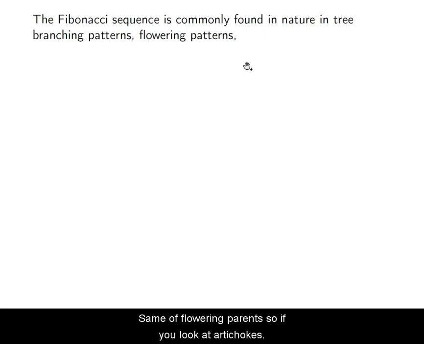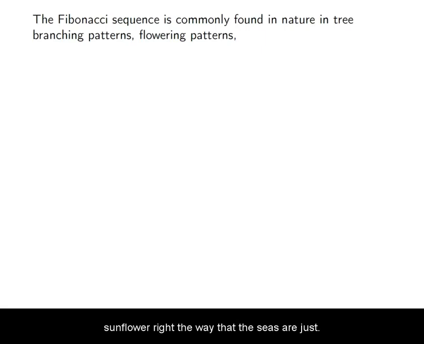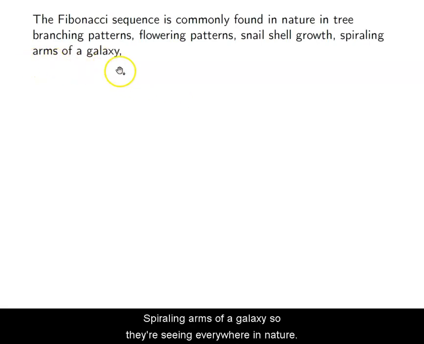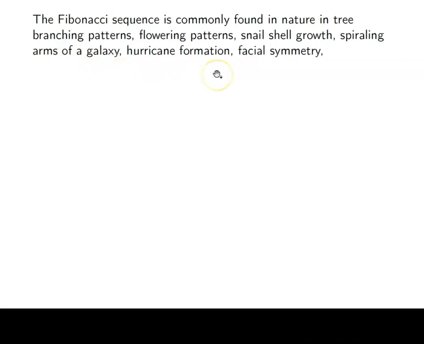Same with flowering patterns. If you look at artichokes, Brussels sprouts, certain flower petals, the interior of a sunflower, right? The way that the seeds are dispersed, located in the center of the flower, those follow the Fibonacci sequence. The growth pattern of a snail shell or a nautilus shell, right? Spiraling arms of a galaxy. So they're seen everywhere in nature. Hurricane formation. Facial symmetry follows the Fibonacci sequence, etc. There's lots and lots of applications of this, right?